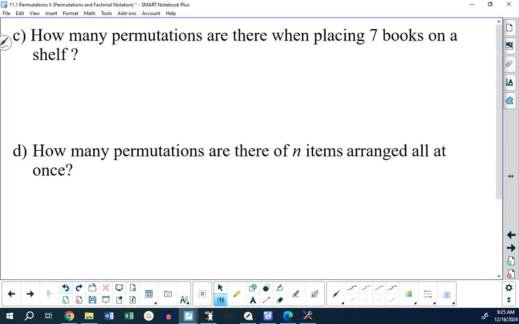How many permutations are there when putting 7 books on a shelf? Well, this is getting annoying right now. 7 factorial or 7p7. But I think you know me by now. I don't often do something unless I find a value in it. I'm just trying to implant this in your head. How many permutations are there of n items arranged all at once? Well, we're leading up to something here. So A through D are simple. We already know how to do that. We're just formalizing things by talking about permutations.